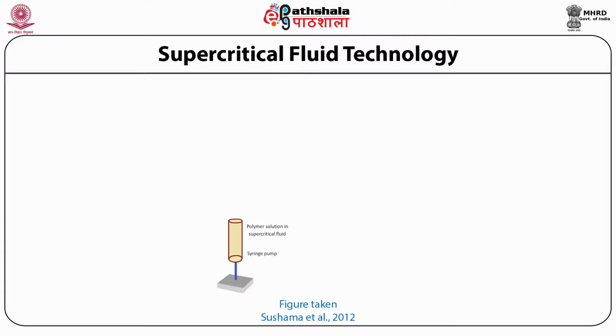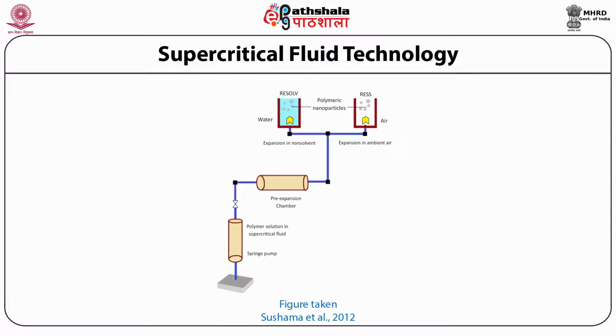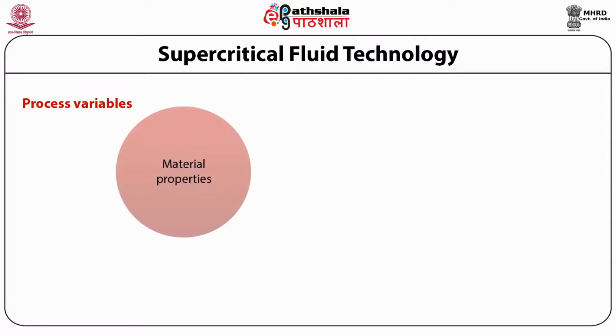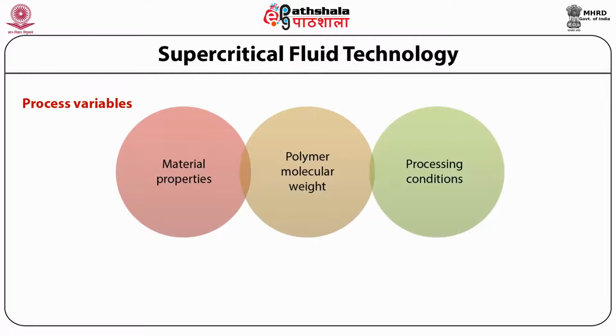The nanoparticle preparation by supercritical fluid technology is shown in this diagram. This diagram represents both the techniques, RESS and RESOLV. Now, let us see the various variables which affect the RESS technique. The first variable is properties of material, second the molecular weight of polymer, third processing conditions such as temperature and pressure, degree of saturation, and concentration of polymer.